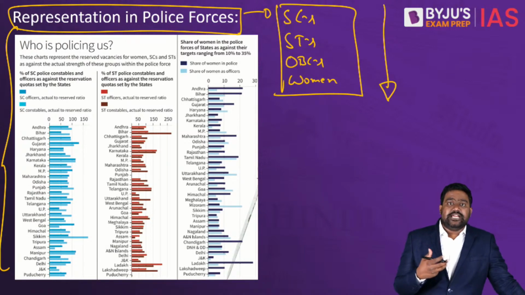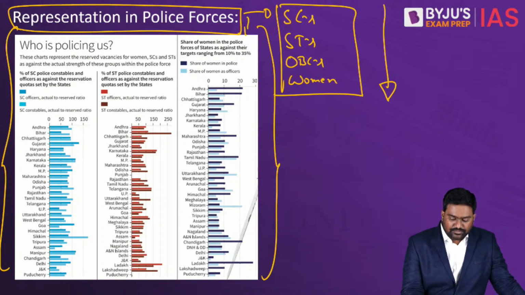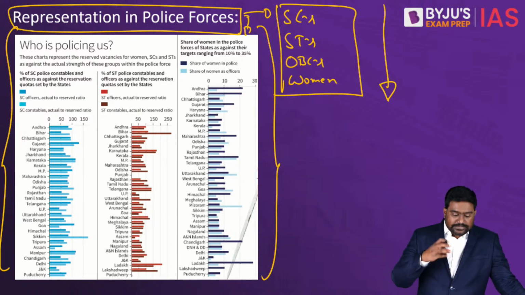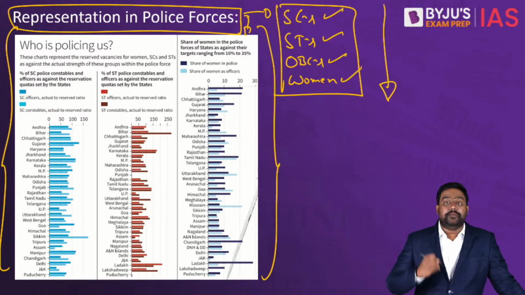Right? In a democratic state, you would expect inclusive, equitable representation. That too in a critical organ of the government, which is the police. In such a critical organ of the government, there is underrepresentation of SCs, STs, OBCs, and women.